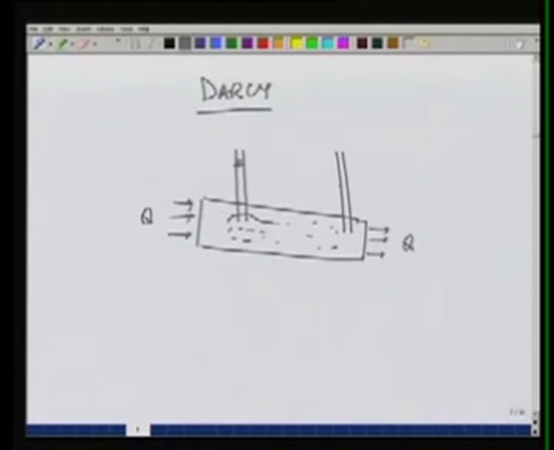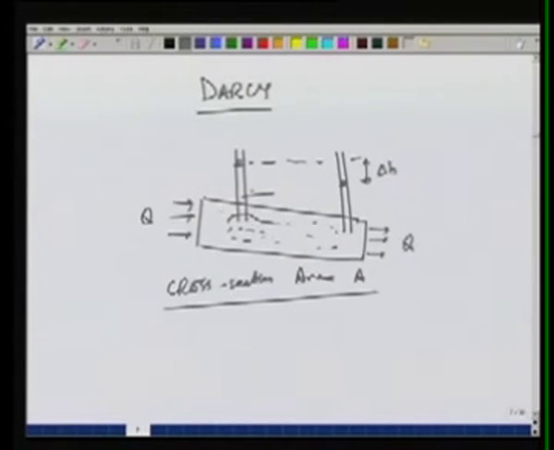And what the experiment looked at was, if this is a tube, cross section area is A, the head difference between these two piezometers delta H and the length of L. Then what Darcy found, that the amount of water flowing would be proportional to I, where I is the hydraulic gradient, and the area of cross section.